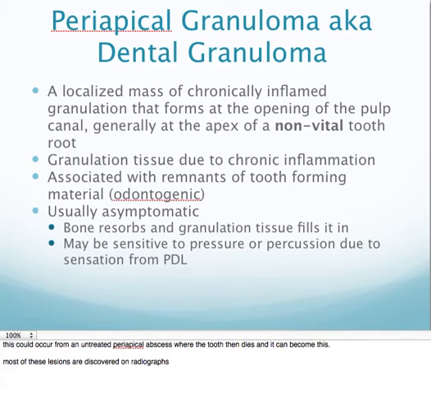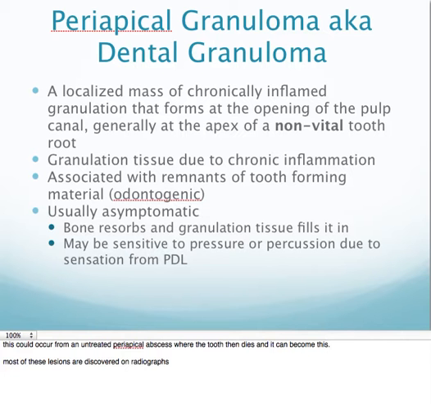Okay, next one. Periapical granuloma or a dental granuloma. So, this is a localized mass of chronically inflamed granulation that forms at the opening of the pulp canal, generally at the apex of a non-vital tooth. So, periapical or dental granuloma usually is seen on a non-vital tooth. Granulation tissue due to chronic inflammation. It's associated with remnants of tooth-forming material, and it's usually asymptomatic. The bone resorbs and granulation tissue basically fills in.